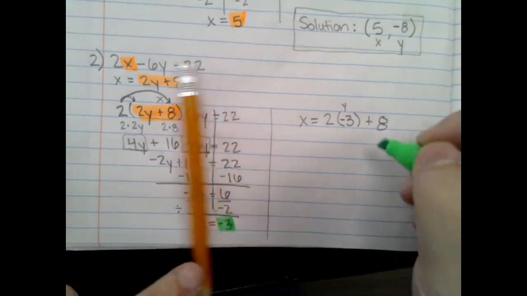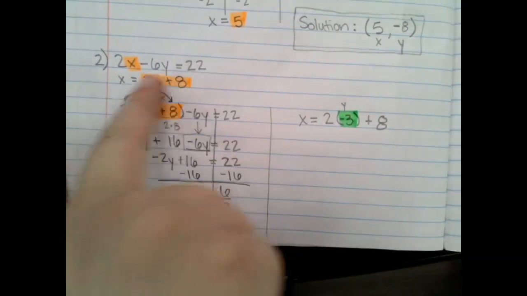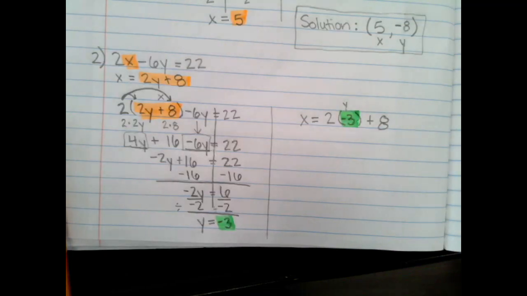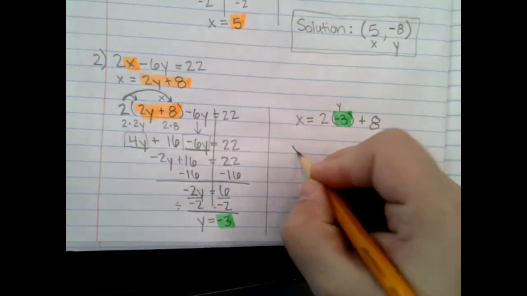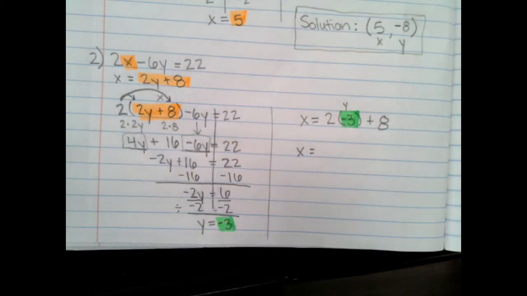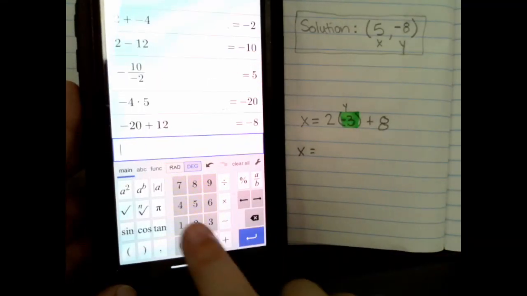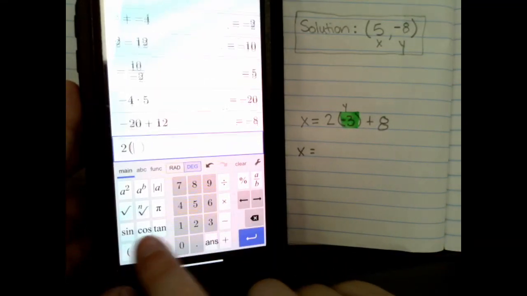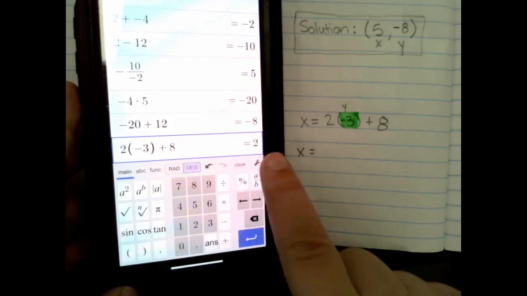Now, technically, you could put that negative 3 back into the equation we just solved and do 2x minus 6 times negative 3 equals 22 and solve it. It just gets more complicated. This one, all we have to do is find this answer. Okay? Those of you that have a tough time doing your order of operations in your head, you can type that whole thing in if you use the Desmos calculator. The Desmos calculator is smart enough to know the order. So 2 parentheses negative 3 plus 8, and our full answer is 2.